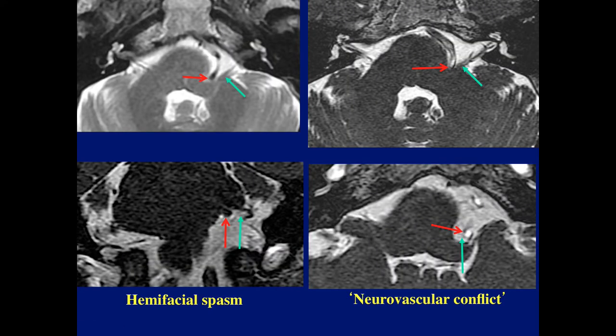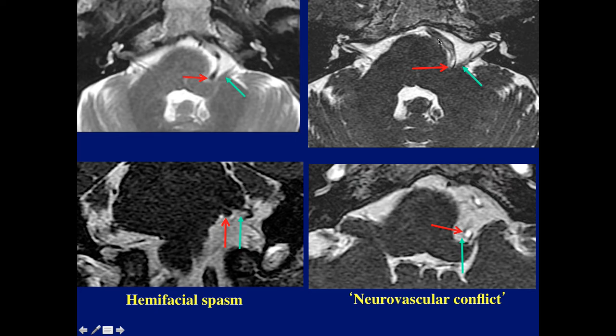Well, there's another condition where this neurovascular conflict is a possible cause, and that's hemifacial spasm. And we can see in this patient with hemifacial spasm, this was actually the vert pressing on the root entry zone of the 7th nerve.